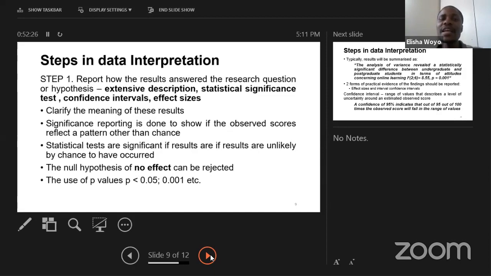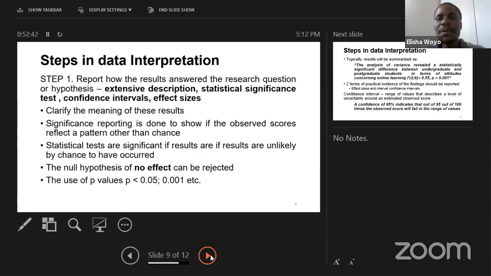And significance reporting is done to show whether the results you have have not happened by chance. So statistical results are significant if the results are unlikely to have occurred by chance.